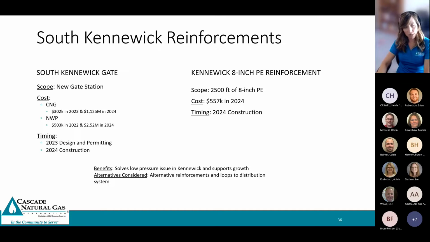And kind of where this is at, I'll give a little more background. This is on Olympia Avenue near the Williams pipeline, and it'll run on Olympia Avenue into our distribution system.